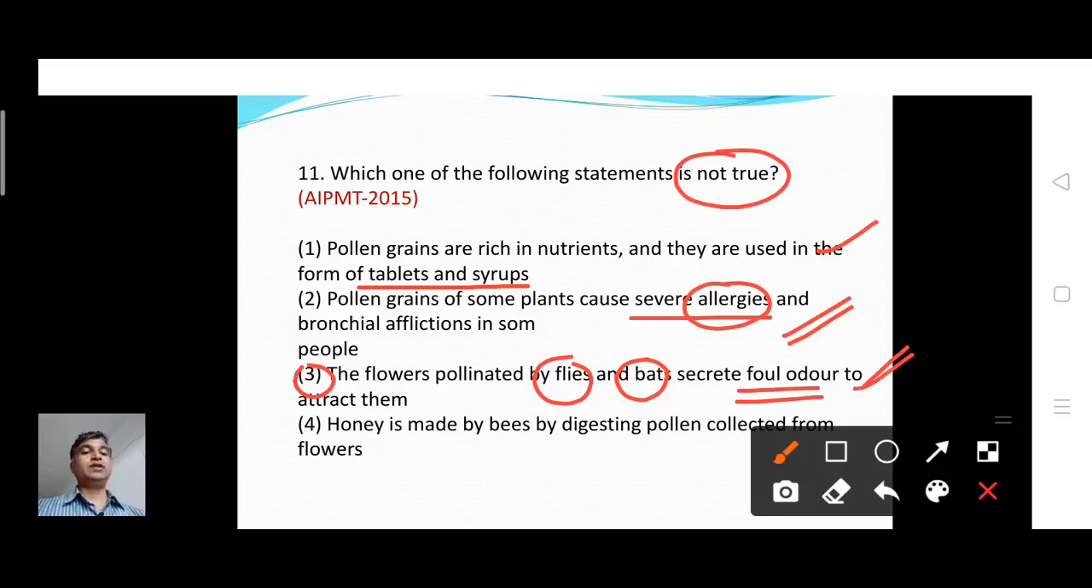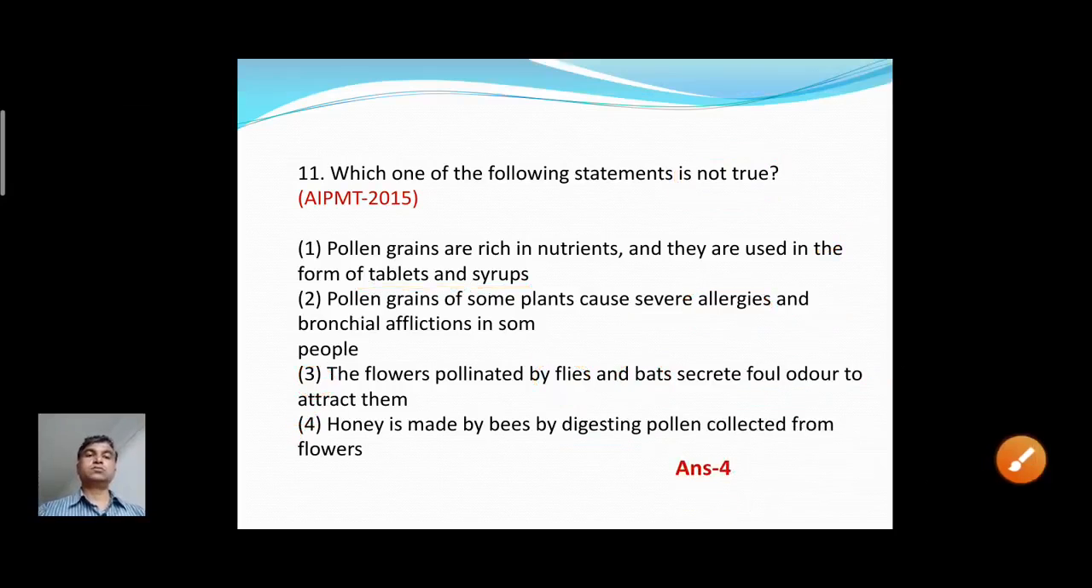Last statement: honey is made by the bee by digesting the pollen collected from the flower. Yes, honey is prepared by the honeybee, but not by digesting the pollen. They only preserve the pollen. Due to the presence of sporopollenin, pollens are not digested. So this statement is wrong one. Out of the 4 statements, the 4th option is wrong. This is a 2015 AIPMT exam question.